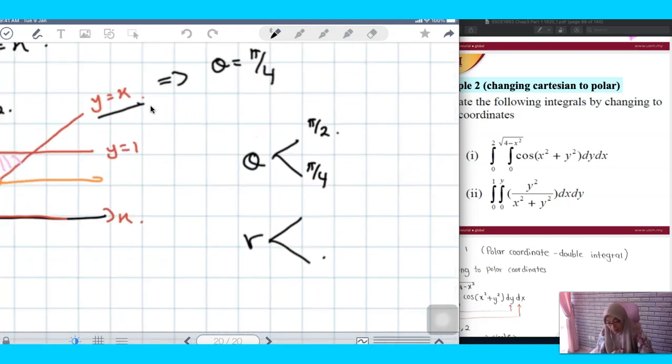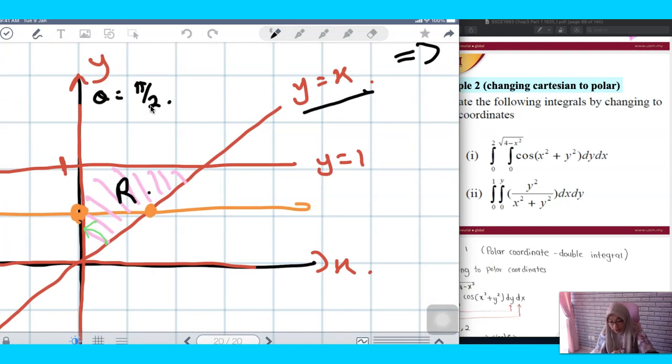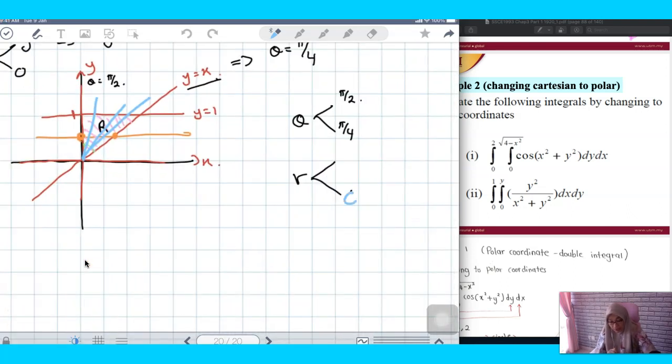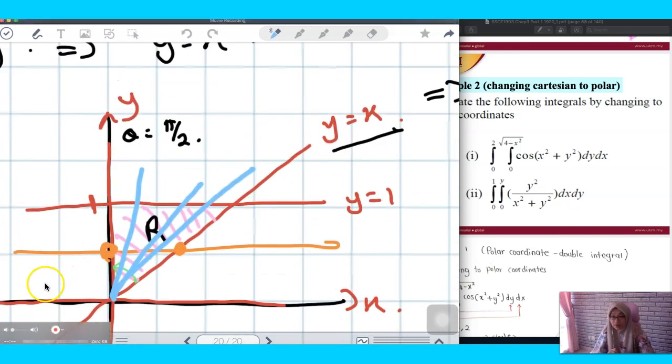Okay, so now about the r. How can we determine the r? So again, in polar, how can you determine the limit of r? You have to draw a line. You can provide many lines. So you can see that the smallest r is 0, because part of the region is also 0, 0. So we know that the smallest r that we can have is 0. And the highest r, which is this one, right?